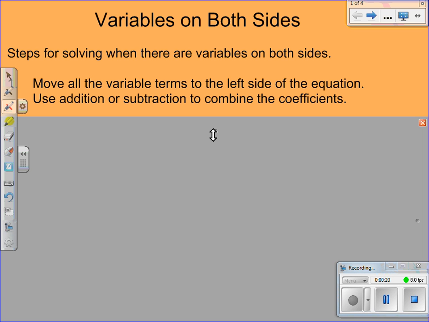Now, there's no hard and fast rule that you have to move it to the left side. We're just going to tell you the left side because you're used to seeing it on the left side and we think it'll be easier. If you'd rather move it to the right side, you're not going to get the wrong answer. You're just going to have to switch the variable over in the end.